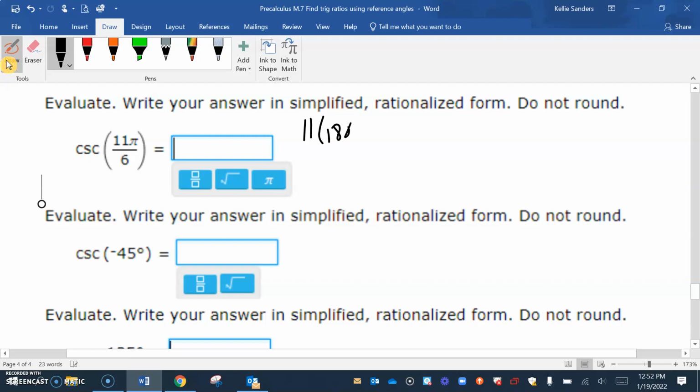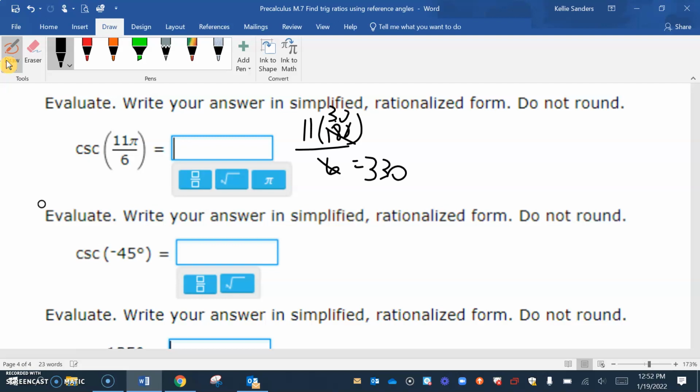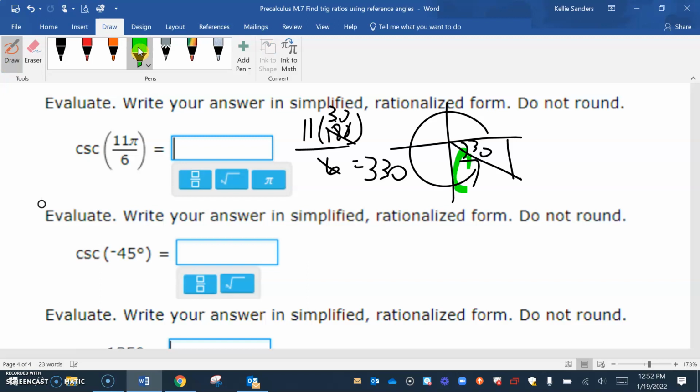11 pi over 6: 180 over 6, which is 30. So 330. All of this is 330, so this is 30. And cosine is positive here, and we're doing cosecant, which is the reciprocal of sine. So our answer is going to be negative cosecant 30. And cosecant 30 is 2, so our answer is going to be negative 2.